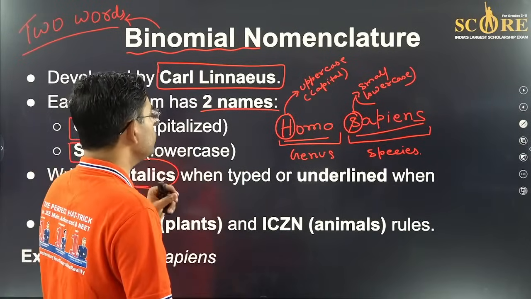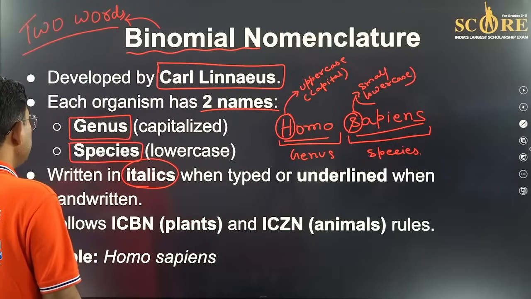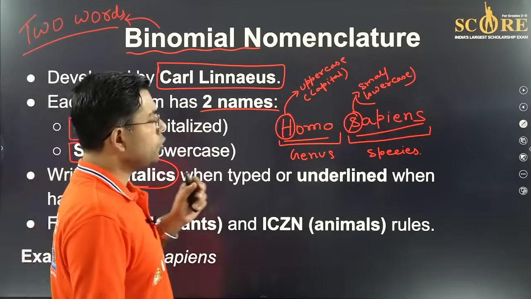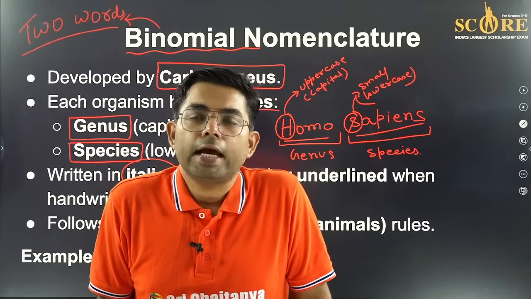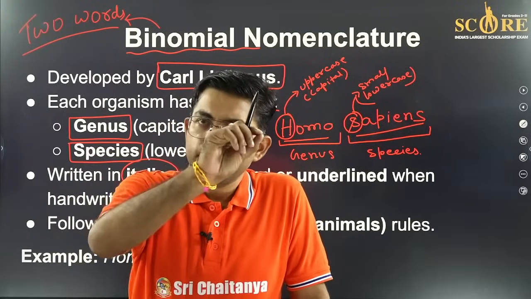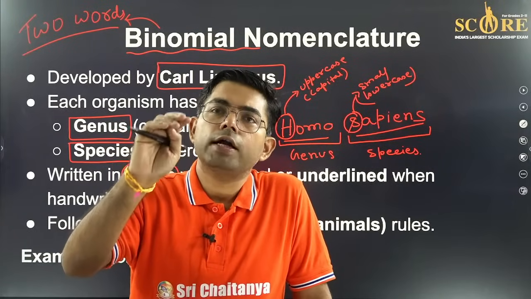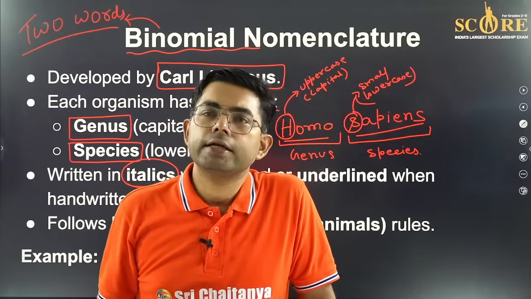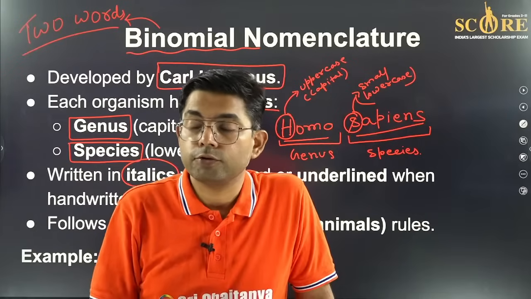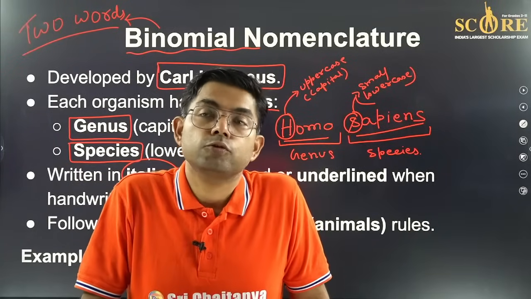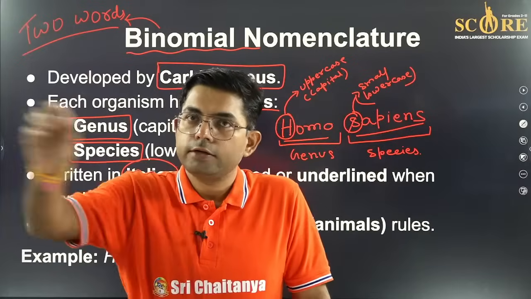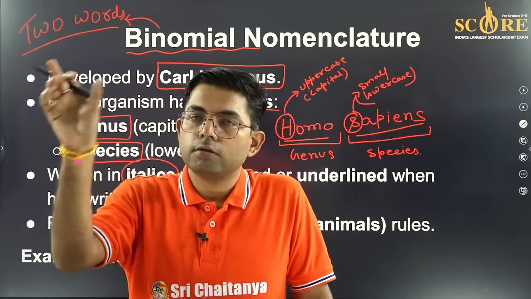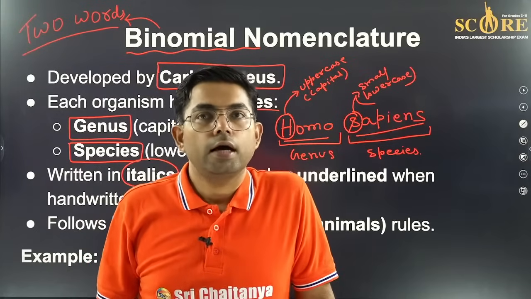The words used here will be written in italics, means either you underline it, right? When you are typing it, it can be written in italics, but when you are writing it by hand, then you have to separately underline it, not underline in one. Both the words should be separately underlined.